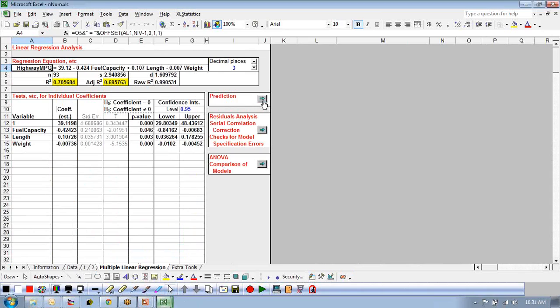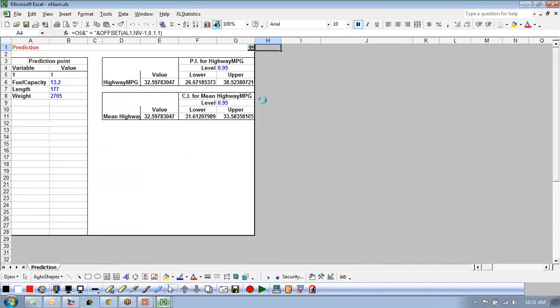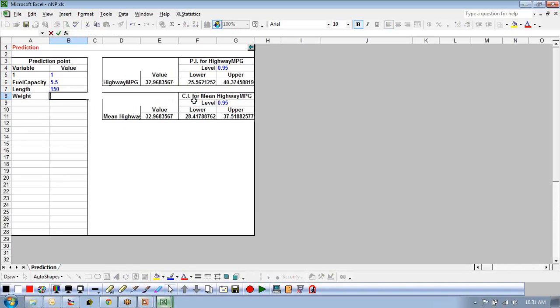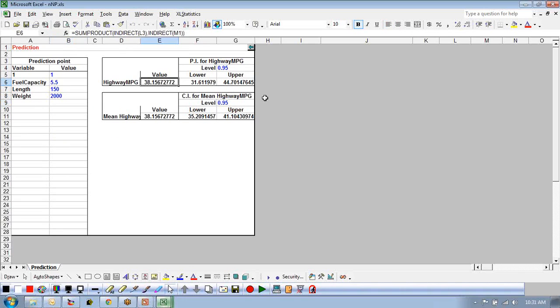Okay, finally we can make some predictions. If we wanted to, we could say, well, with a fuel capacity of, say, 5.5, a length of 150, and a weight of 2,000, what would be our highway miles per gallon? We'd say it's roughly 38. We would predict that, plus or minus whatever.